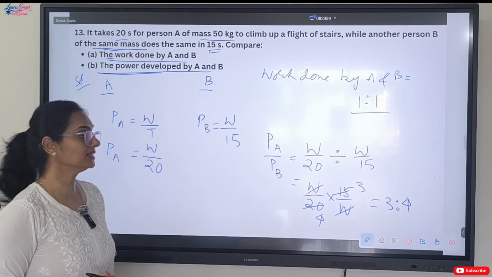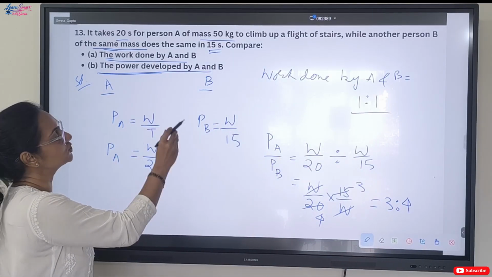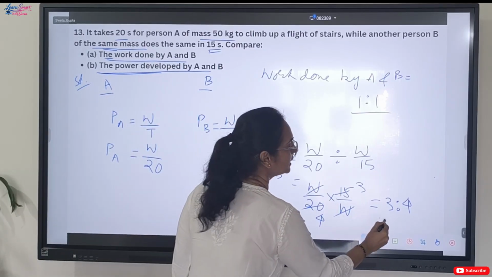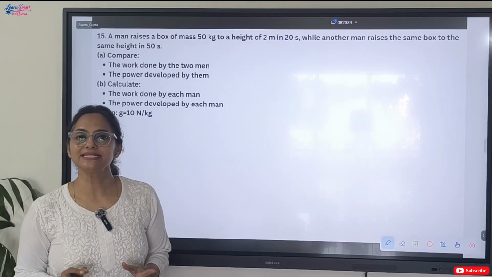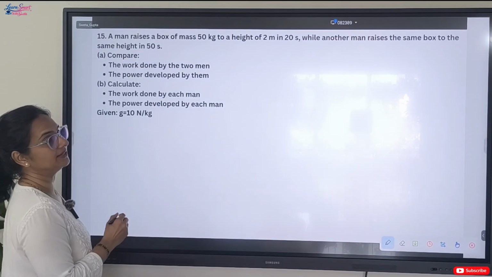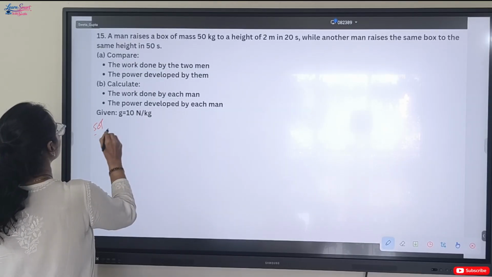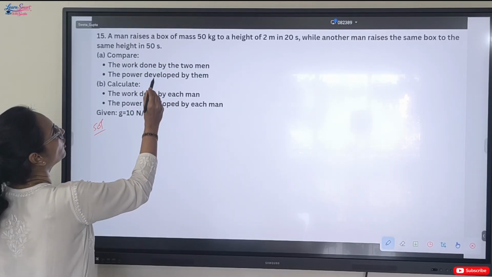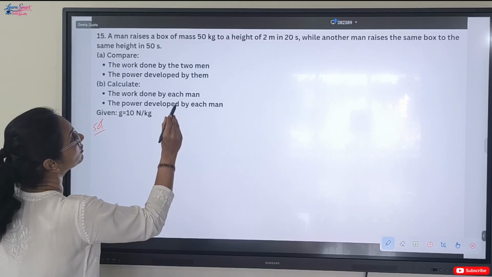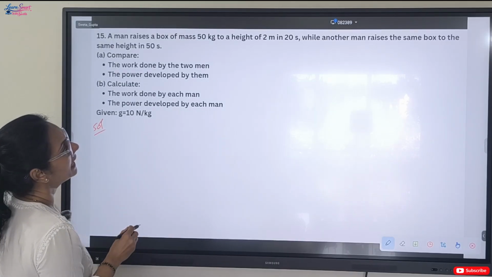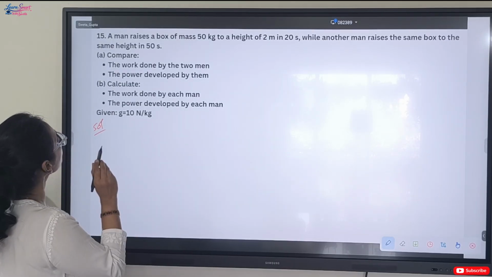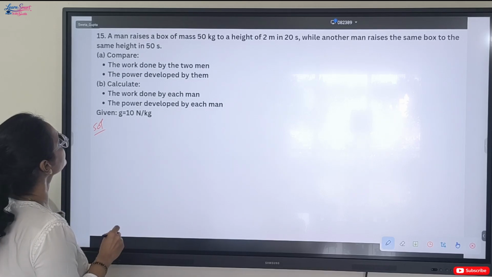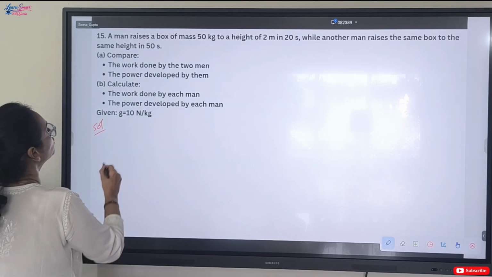So we are getting the power of A to power of B is 3:4. Let's see question number 15. It says, a man raises a box of mass 50 kg to a height of 2 meters in 20 seconds, and another man raises the same box to the same height in 50 seconds. We have to compare the work done by the two men.